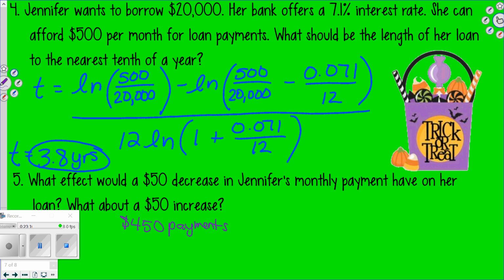All right, so let's make it easy on ourselves. Just go back into it, and let's just change those 2 spots. Change 500 to 450. $450, a $50 decrease. So she dropped her payment by $50. Instead of 3.8 years, it's now 4.3 years. So it changed how long it is.